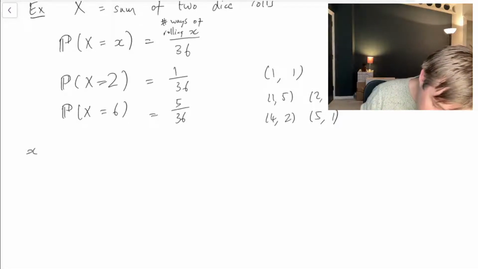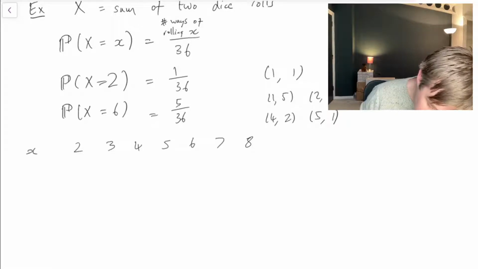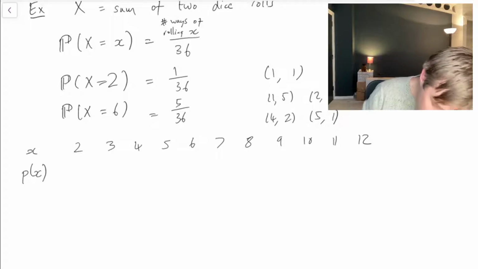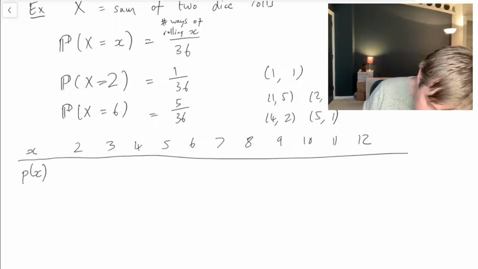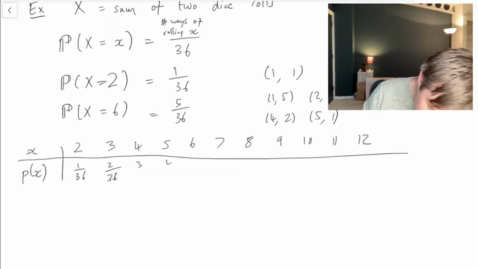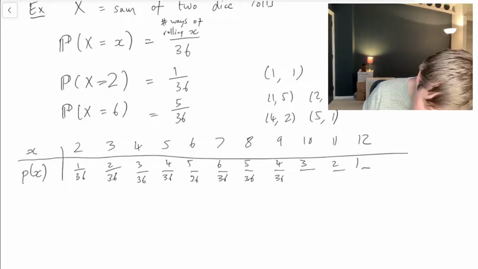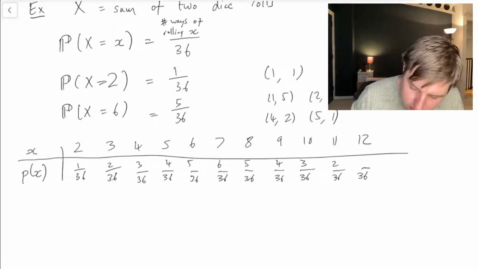So X takes the possible values 2, 3, 4, 5, 6, 7, 8, 9, 10, 11, 12. And then the probability mass function, P of x, takes on values 1 over 36, 2 over 36, and so on. So that's the probability mass function of the dice roll. The probability mass function simply tells us the probability of getting those outcomes.